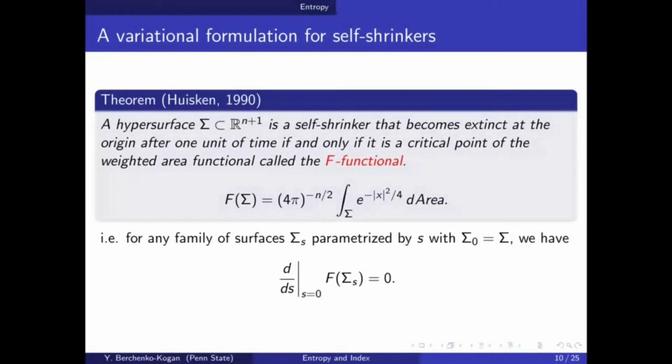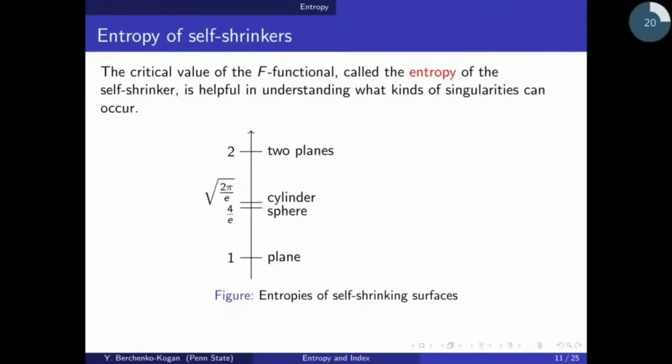So if it is a critical point according to this definition and according to this theorem, then it is in fact a self-shrinker. So this gives us a way to characterize and define self-shrinkers. All right, so the value of the F functional when we're at a self-shrinker is actually important. So the F functional is not just useful to tell us what the self-shrinkers are. The actual value of the functional is important too, not just its critical points.